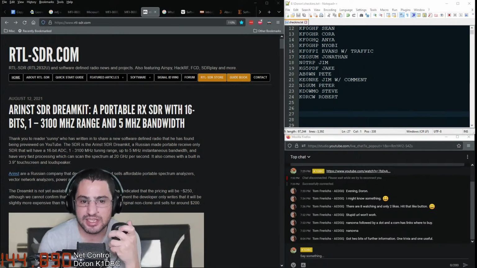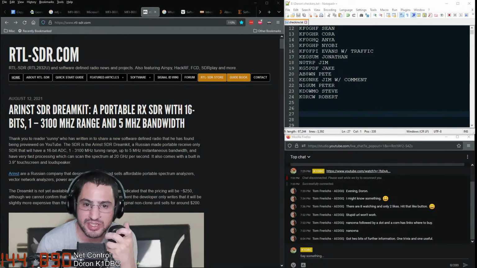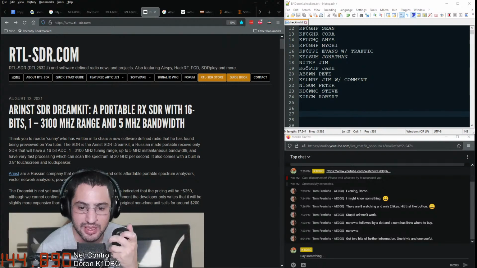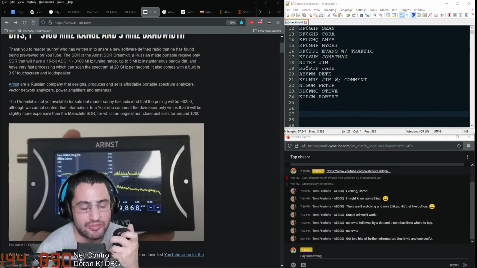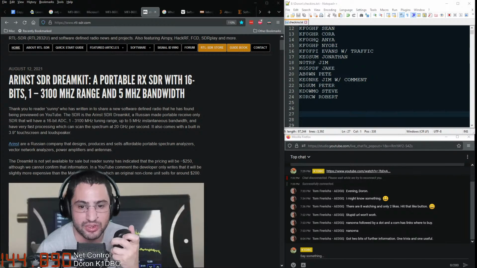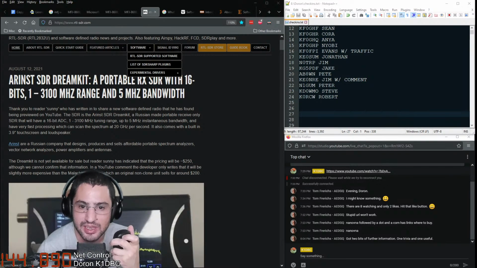A good place to find some information on them is rtl-sdr.com. I brought them up in the past. I'll probably bring up a news article from them this evening, but there's plenty of information about software-defined receivers, transceivers, and all their usages.